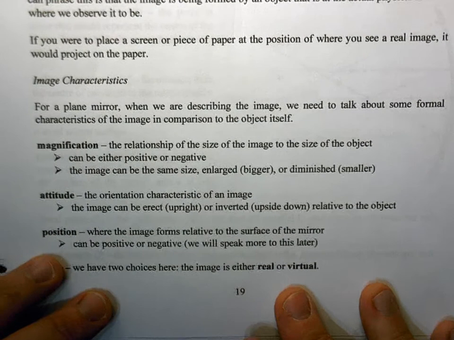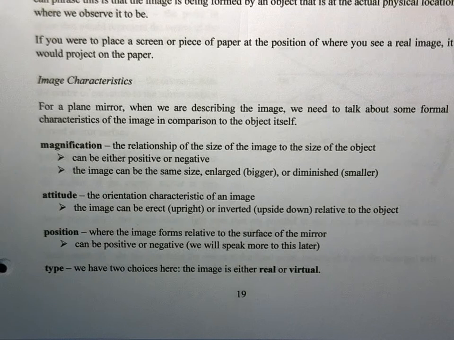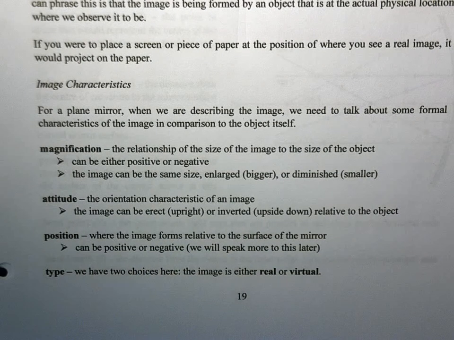The last thing I want to talk about is characteristics of an image. There are four principal characteristics that we can look at, and we're going to define these in more detail later. We can look at what's called the image magnification. We want to see how much bigger or smaller the image is relative to the physical object. The magnification can be positive or negative. We'll talk about that later. You have three choices for magnification. Your image can be the same size as the object, it can be bigger, enlarged, or it can be smaller, or diminished.